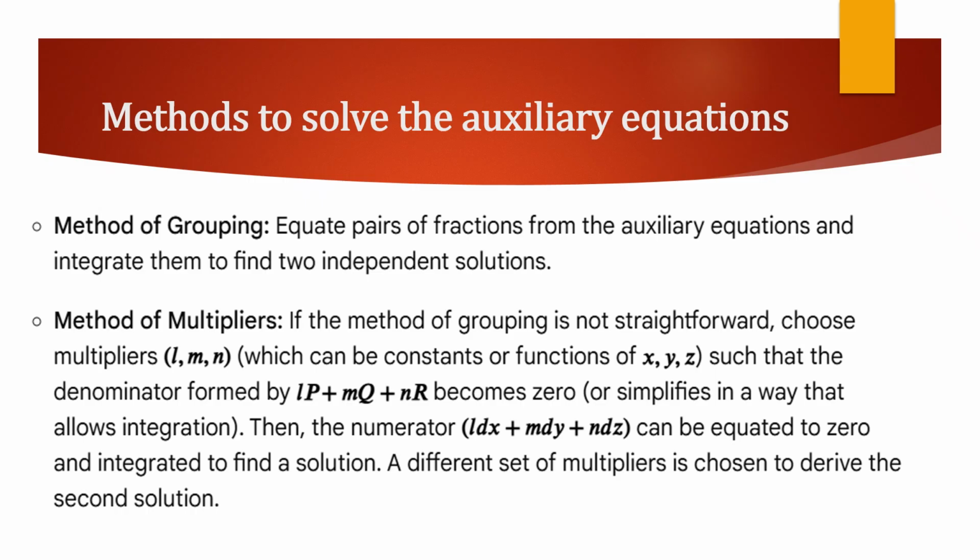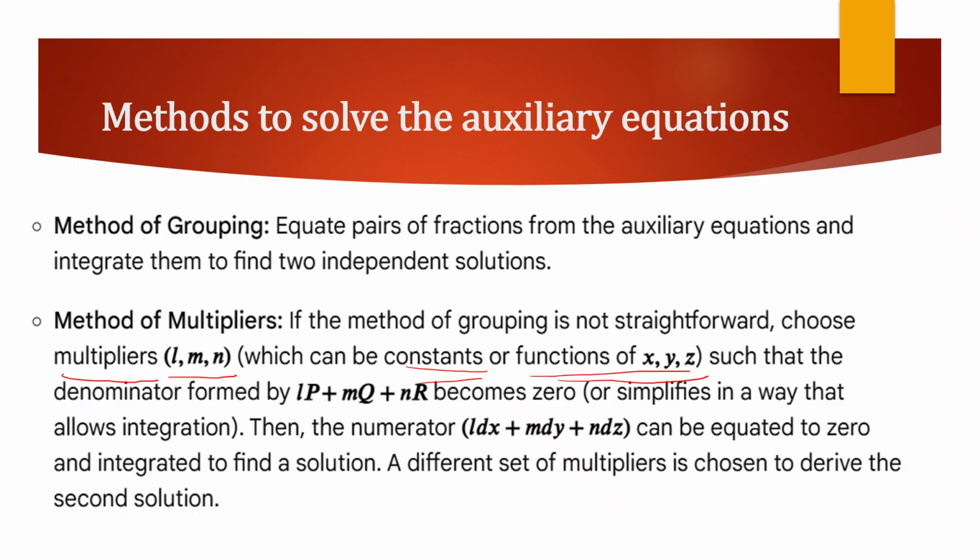In this method, we choose some multipliers, say L comma M comma N, and these multipliers can be constants or functions of x, y, z. We are choosing the multipliers in such a way that L into capital P plus M into capital Q plus N into capital R is equal to 0.